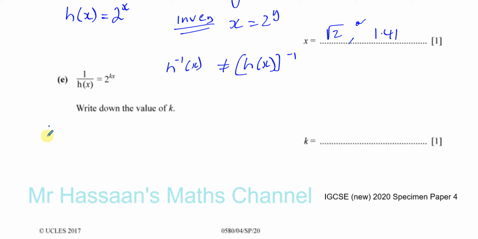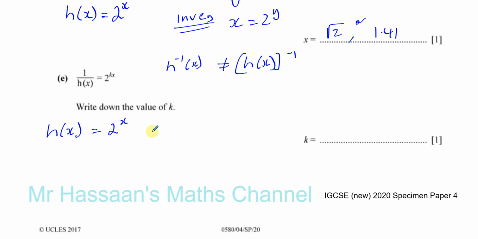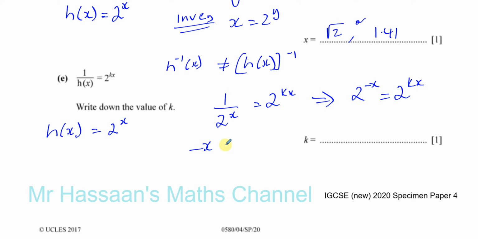So if h of x, as we learned, is 2 to the power of x, then we've got 1 over 2 to the power of x equals 2 to the power of kx. Now, how do you write 1 over 2 to the power of x as its reciprocal? We want the 2 to the power of x to be on top. This becomes 2 to the power of negative x equals 2 to the power of kx. So we can see that minus x is the same as kx. That means k must be equal to negative 1.